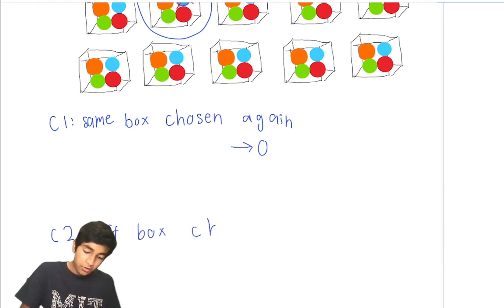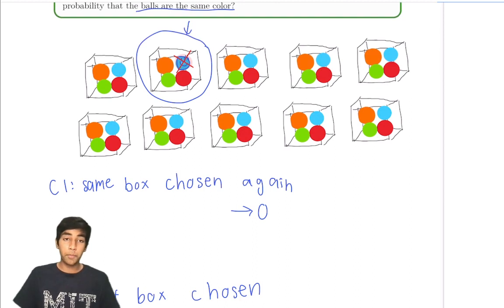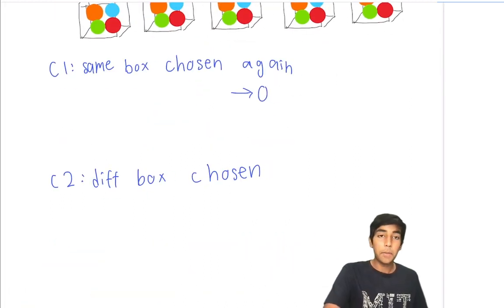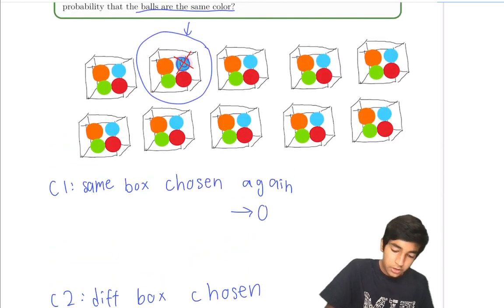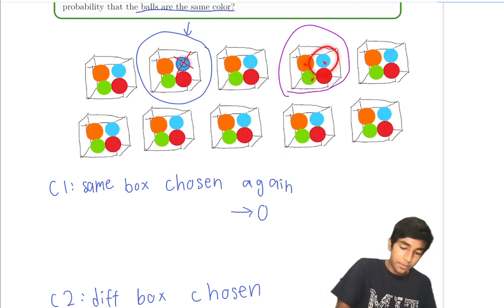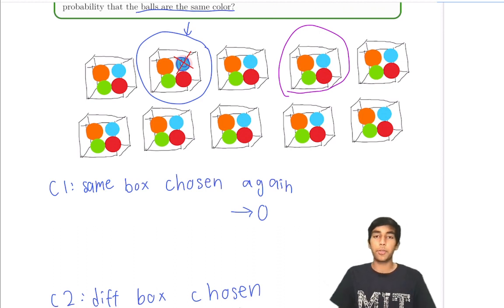So if a different box is chosen, then what is the probability that the balls will be the same color? So you randomly choose a ball from a different box. So let's say we choose this box over here. And there's 4 balls, right? So the probability of drawing the blue one is 1 over 4. 1 over 4 chance of drawing the blue ball from the 4th box.